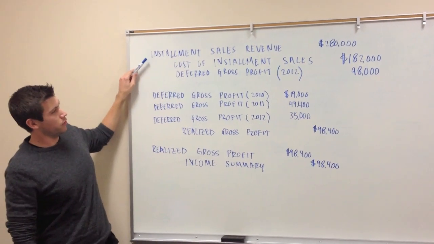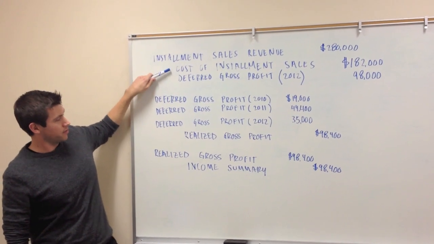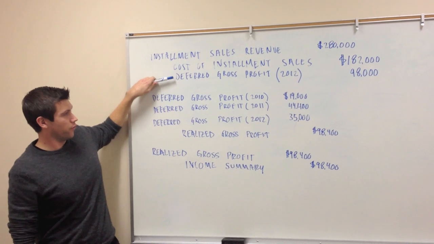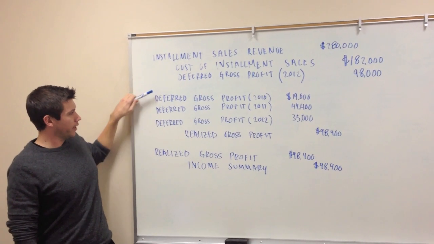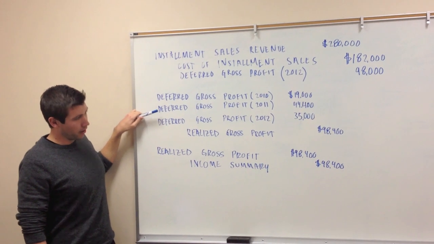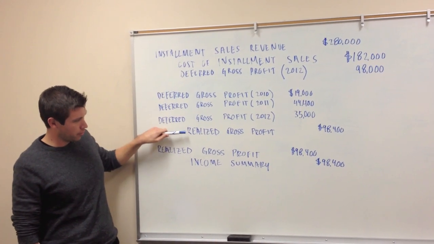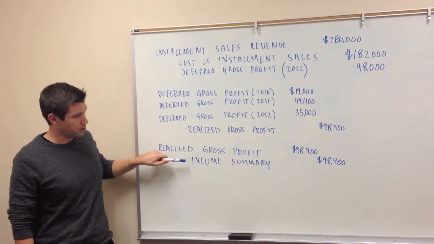This is our installment revenue, 2012. The cost of installment sales is here. This is deferred, but we cannot recognize it yet because it is installment sales. We calculate these figures from our cash collections. They're realized here, and then we close them out through income summary here.